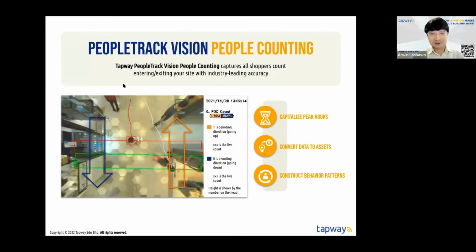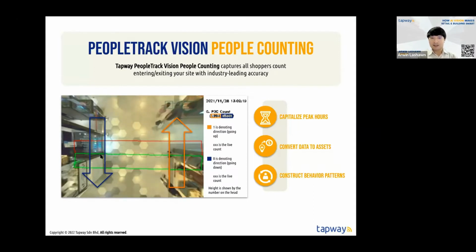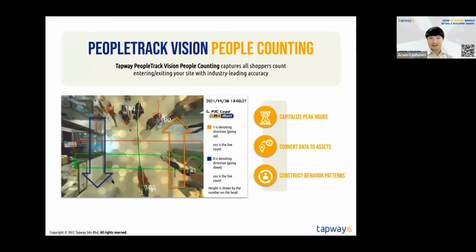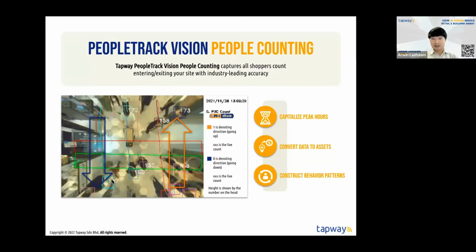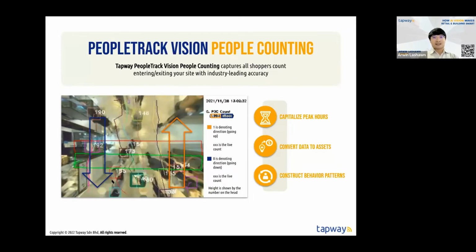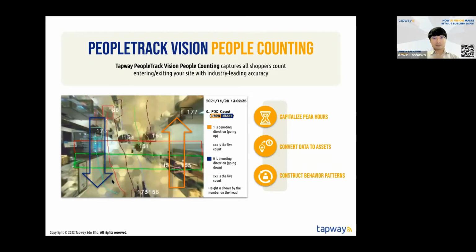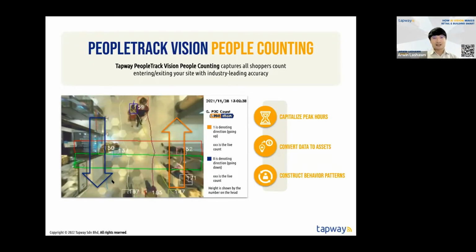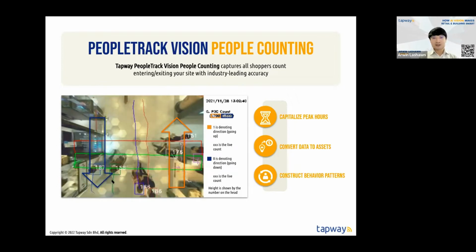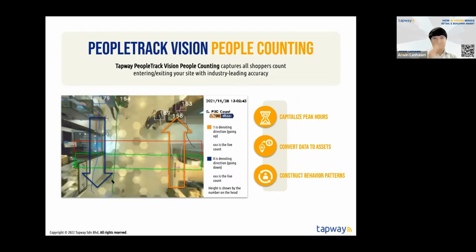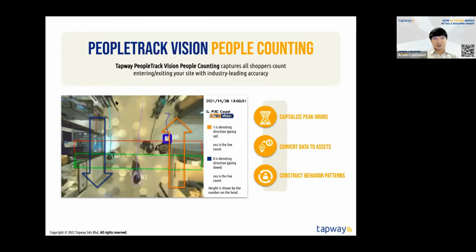Okay, so first of all, this would be our flagship product, People Track Vision people counting. The way this works is really simple. We would have the solution typically at entrances or exits, and we would count the number of people going a certain direction. As you can see in this clip, there are two directions. One is denoted by the orange arrow going up, at least from this view, so it's a top-down view. And the other direction going down, which is denoted by the blue arrow.